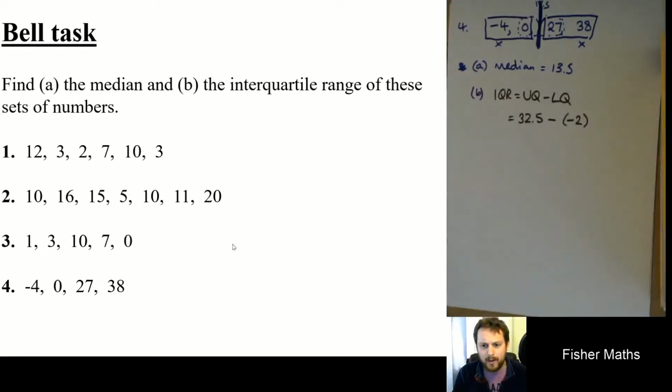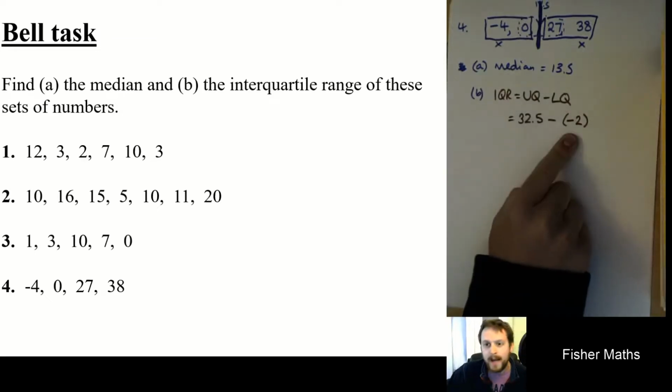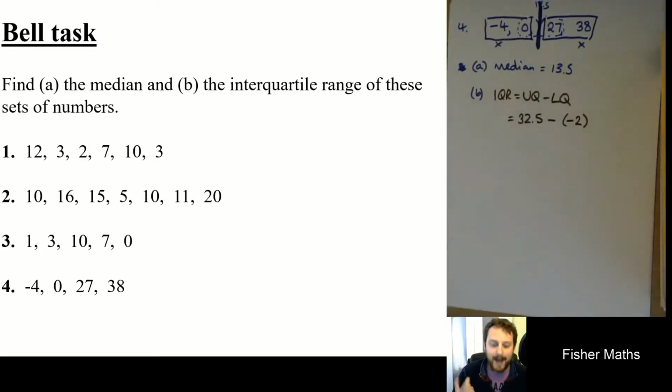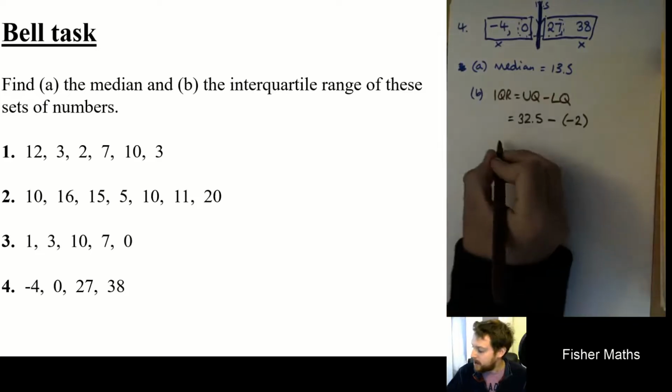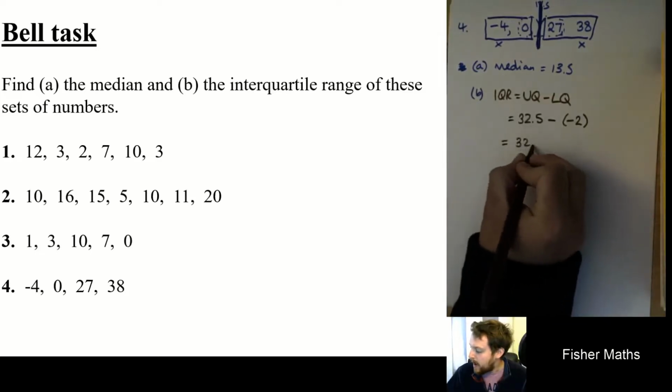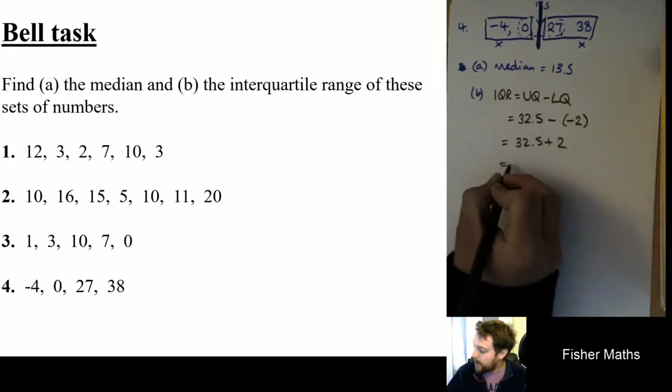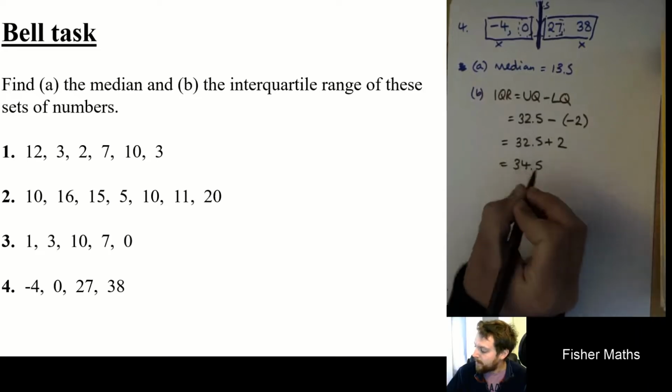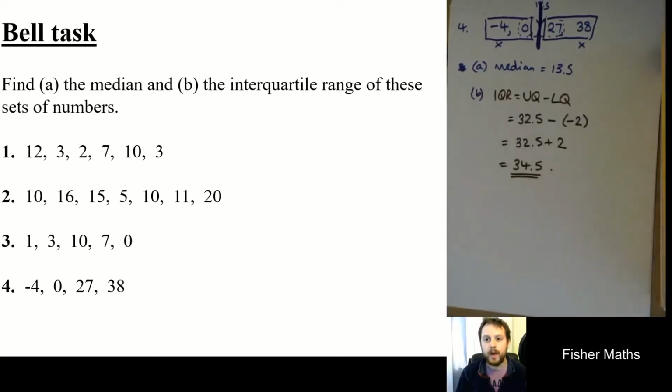And now this is where, of course, you need to remember what happens when you take away a negative. If you remove negativity, you go up the number line, you feel more positive. If I take away -2, it is the same as adding 2. So you get an interquartile range of 34.5 for this question.